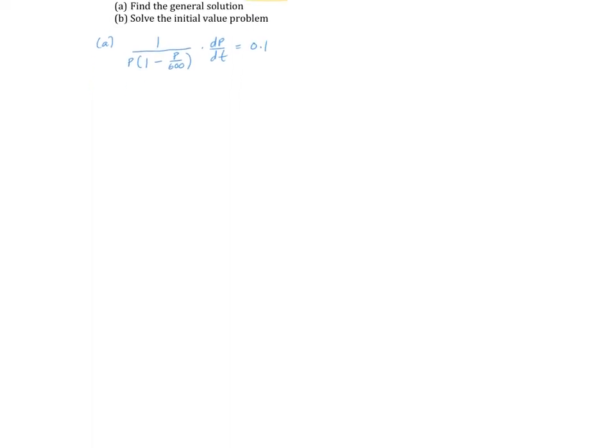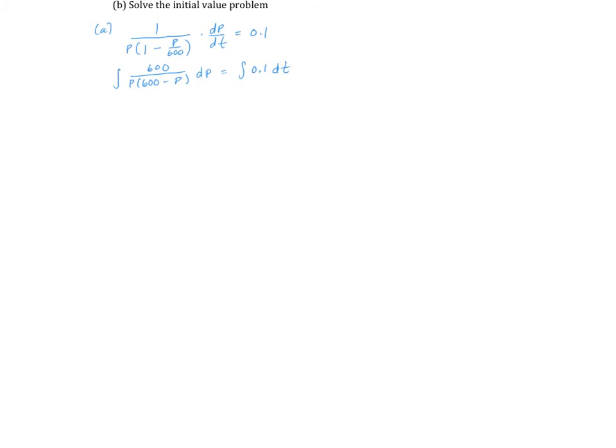So when I integrate both sides, it is separable. I get the integral of 1 over, and instead of writing it that way, maybe I'm going to multiply top and bottom by 600 to make it look prettier. So actually I'm going to have 600 over P times 600 minus P. Again, that looks much nicer. dP is equal to the integral of 0.1 with respect to the variable t.